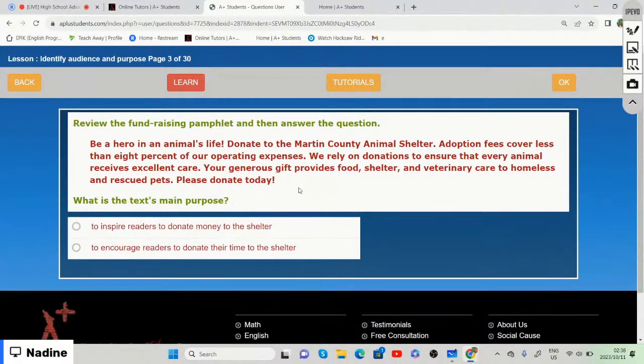So now we need to review the fundraising pamphlet and answer the questions. Be a hero in an animal's life. Donate to the Martin County Animal Shelter. Adoption fees cover less than 8% of our operating expenses. We rely on donations to ensure that every animal receives excellent care. Your generous gift provides food, shelter, and veterinary care to the homeless and rescued pets.